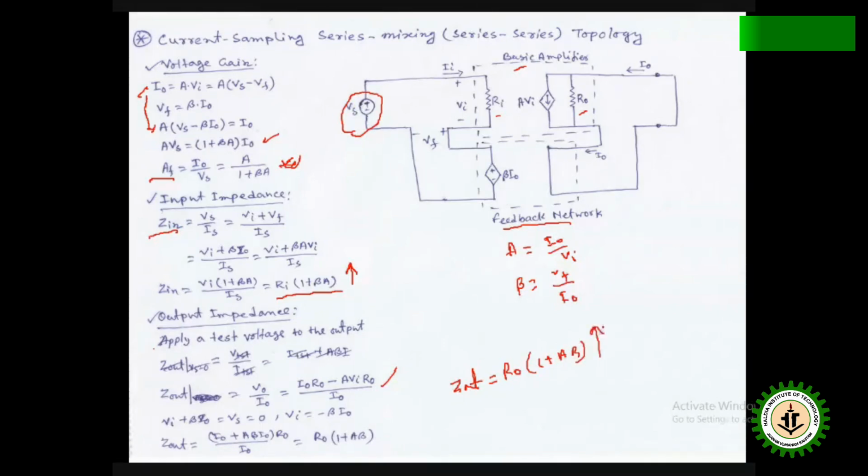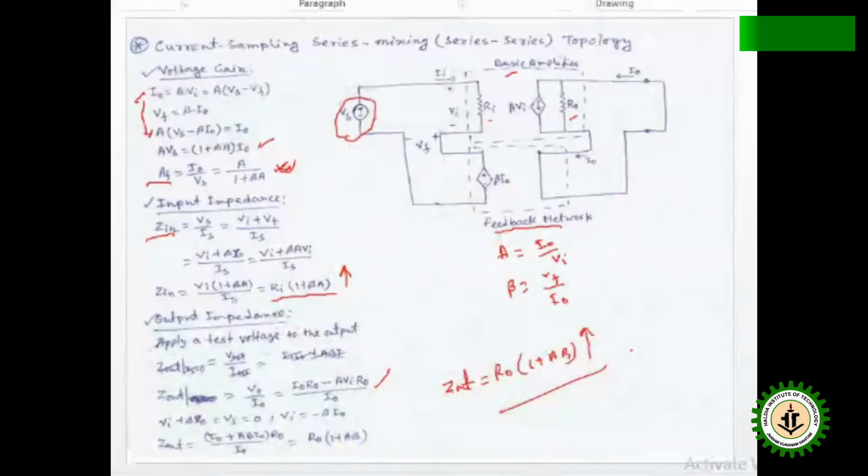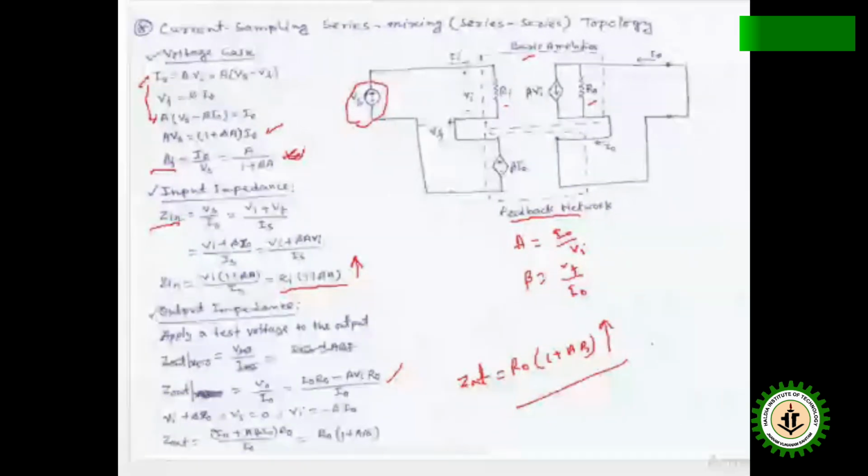So in the current sampling series mixing topology, we see the feedback is negative, and input impedance and output impedance both are increased compared to the basic amplifier. So this is about the current sampling. Up to now, if there are any queries, you can ask. Next day we will discuss other topologies and other parameters of the topologies. Okay, any queries up to now?